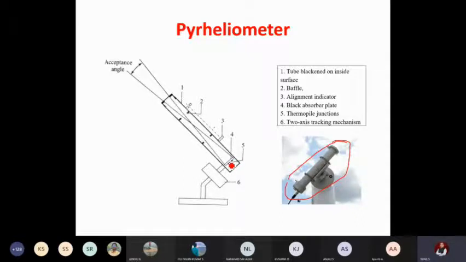The third part is the alignment indicator. It is just like in civil works, where they use a level indicator, a leveler, so that it shows the exact alignment. Four is the black absorber plate. So this is the black absorber plate. Five is the thermocouple junction, and there is a tracking mechanism, a 2-axis tracking mechanism.